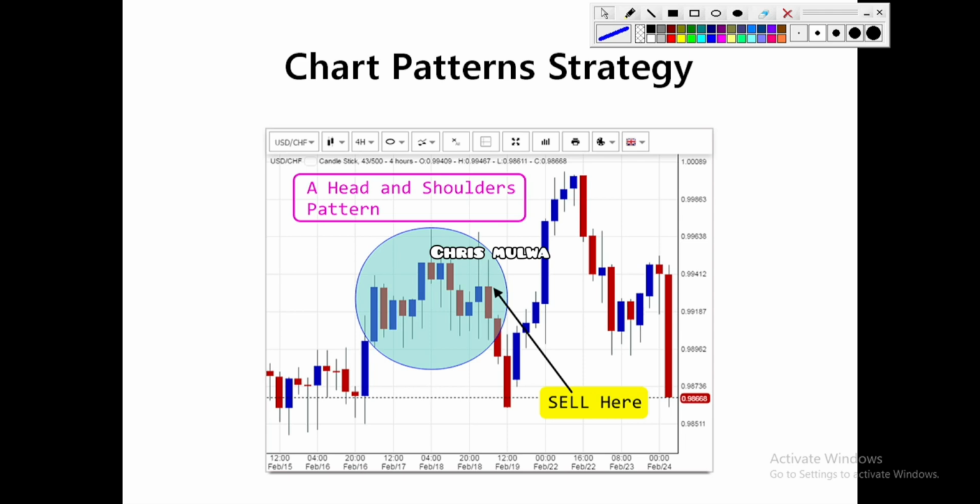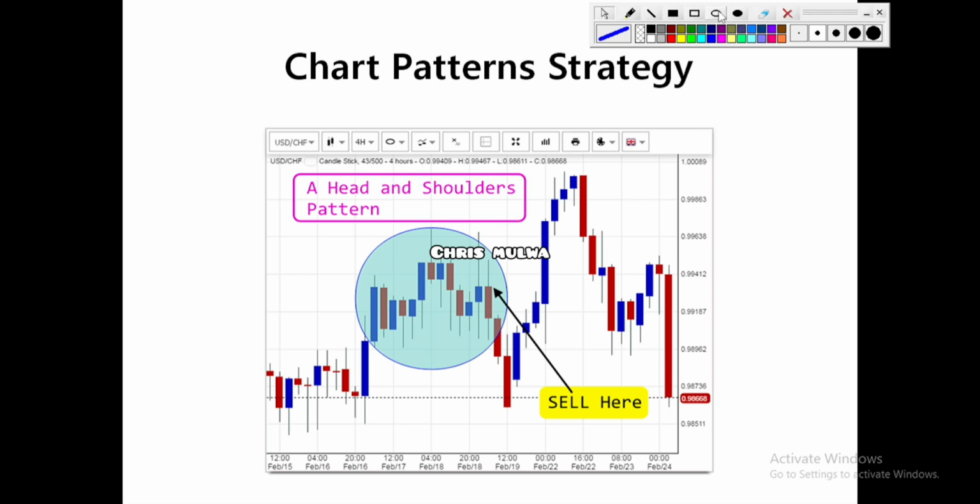Remember, as I had said, these chart patterns are formed by price action. So when you say that you use price action strategies, please, these are chart pattern strategies that you can use to trade.